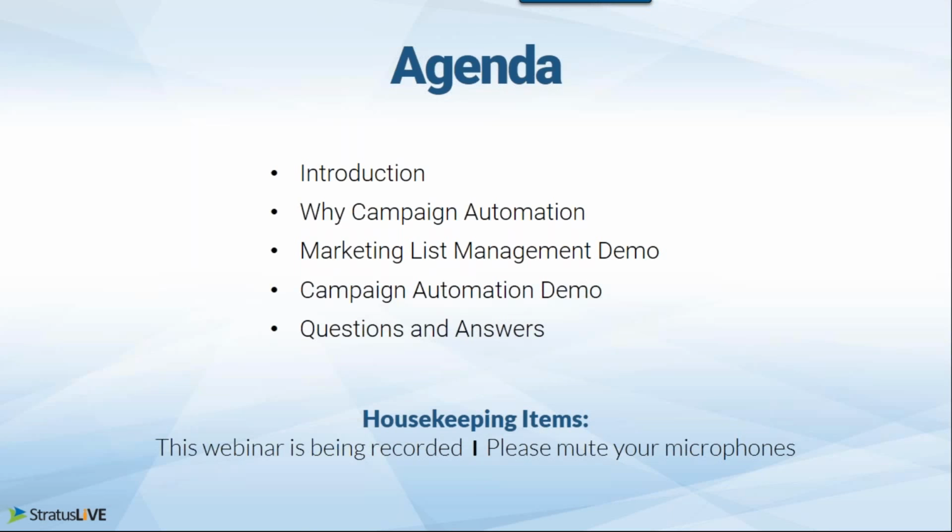Just going over the agenda to let you know at a high level what we're going to be talking about today. We will begin with what marketing automation is and its benefits. Then we're going to go over creating a marketing list with a segmentation demo. Then kick it over and spend the bulk of our time talking about building an automated campaign.